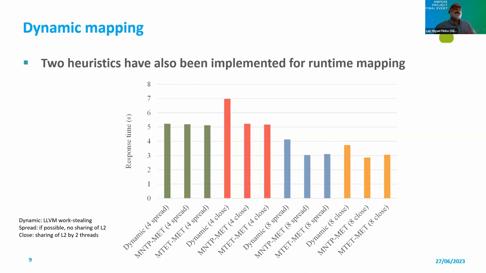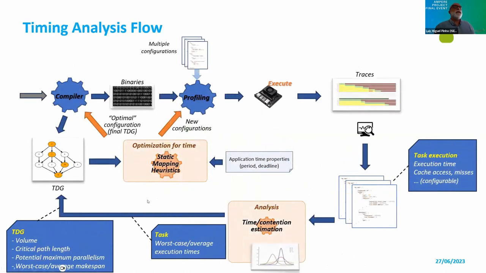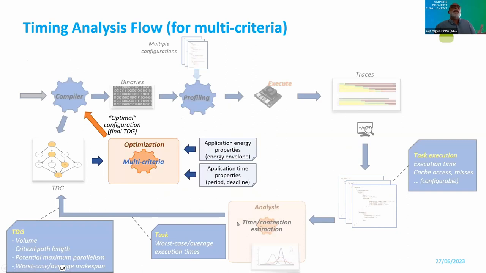So basically with this, we can go back and provide a mapping that optimizes the execution time and the response time of the applications in the system. The same flow can also be used to extract the timing information that is used later for a multi-criteria optimization phase that also considers the energy consumption of the platform, and that's going to be the subject of the next two talks, the next one on energy and then the other one on the multi-criteria optimization phase.